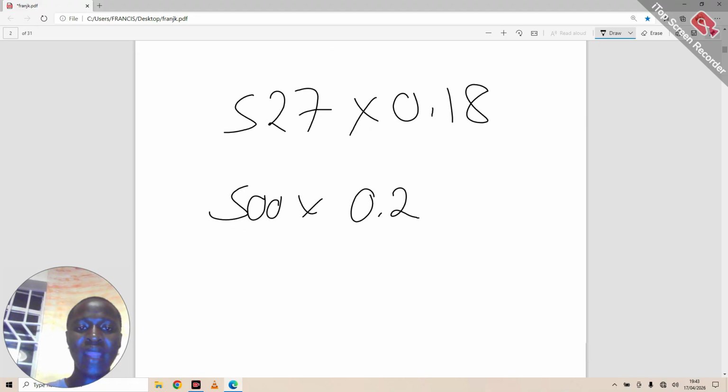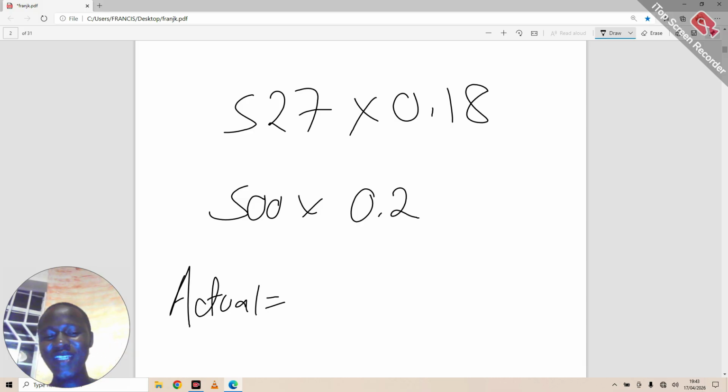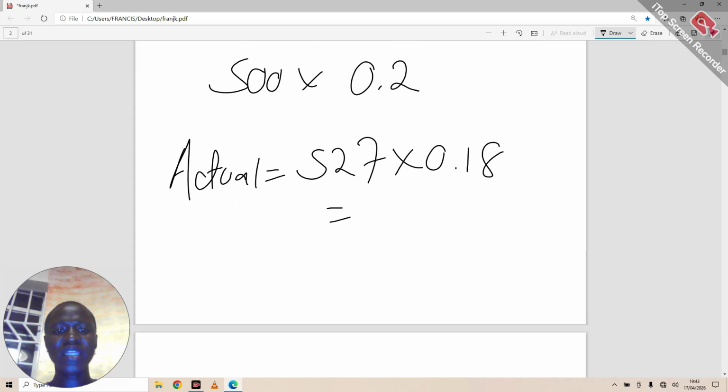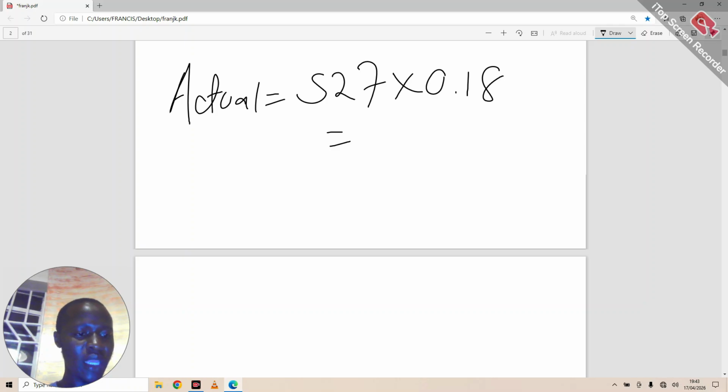So we are having the actual. Remember, this type of question is which category? It is category number 1. And I remember telling you that category number 1 is what? Approximations and errors. They don't require the application of the formula. So you just have to go direct. So we have the actual, which is 527 times 0.18. Now just press this in your calculator, 527 times 0.18.